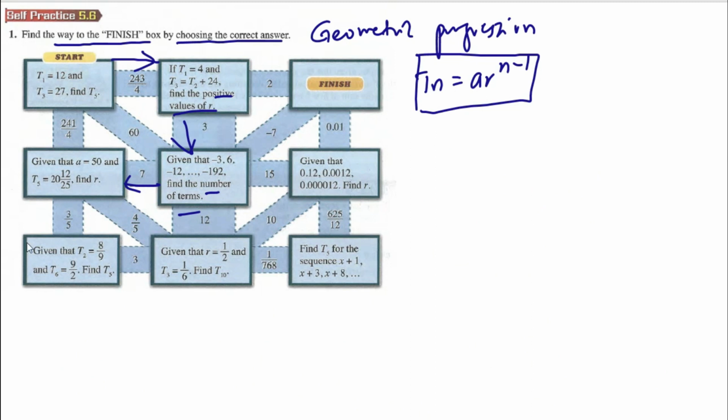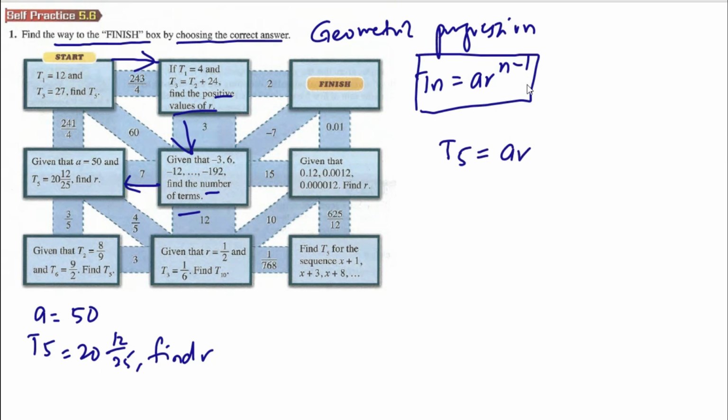So we see here in this box, A is equal to 50 and T5 is equal to 512 over 25. So find R. So you see here the formula we have, Tn is equal to A R to the power of n minus 1. So T5 is equal to A R to the power of 5 minus 1, A R to the power of 4. So if we change it, it's equal to 512 over 25. So 512 over 25 is equal to A, which is 50, times R to the power of 4, we don't know R to the power of 4.